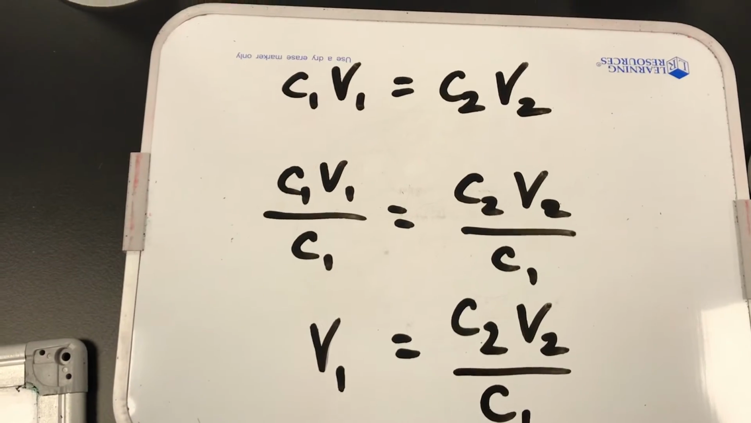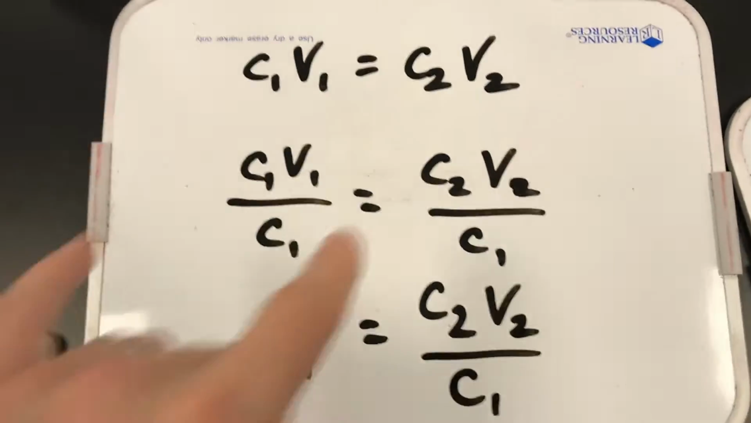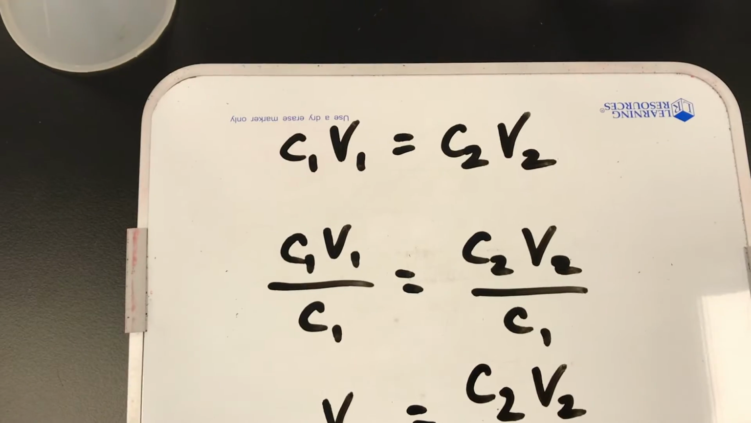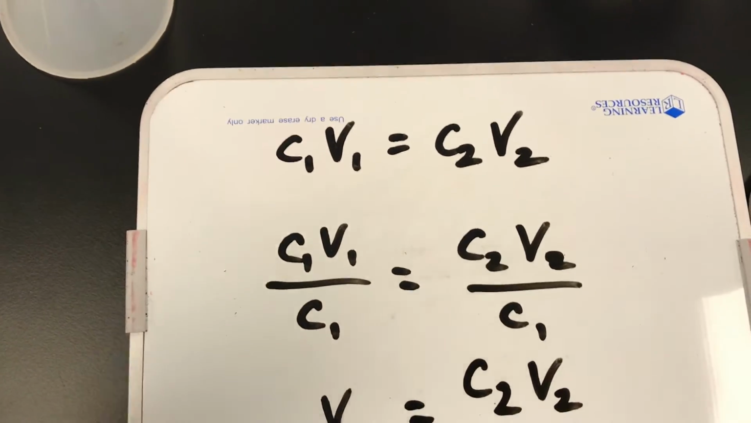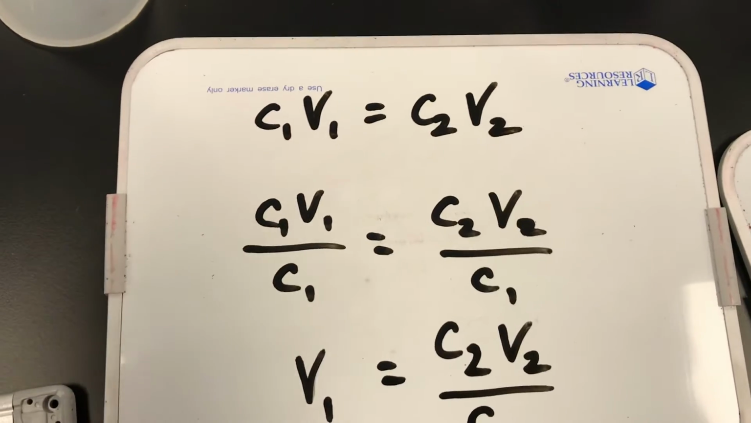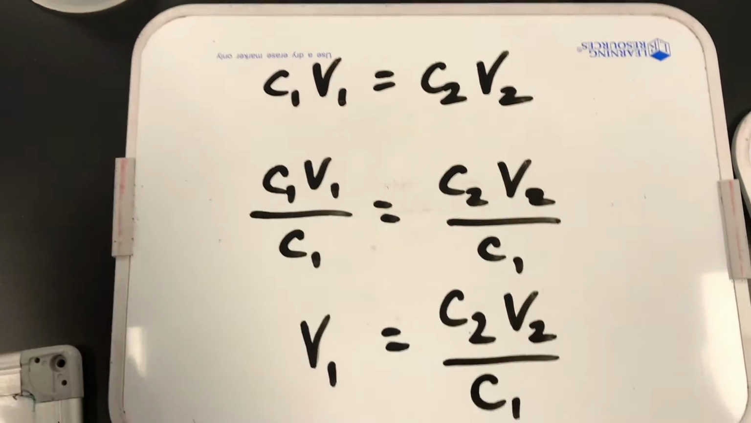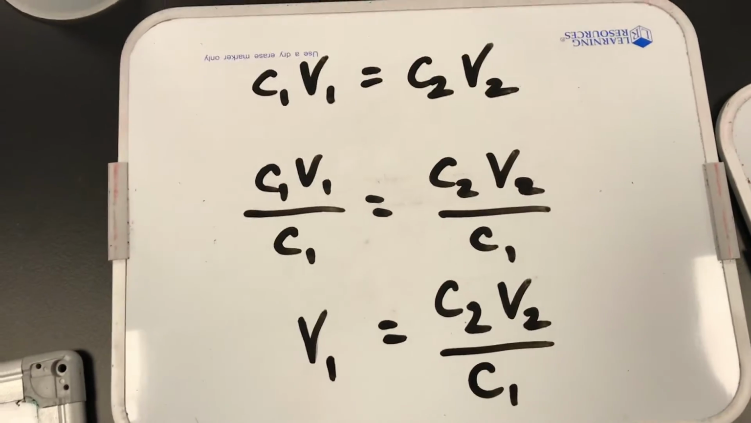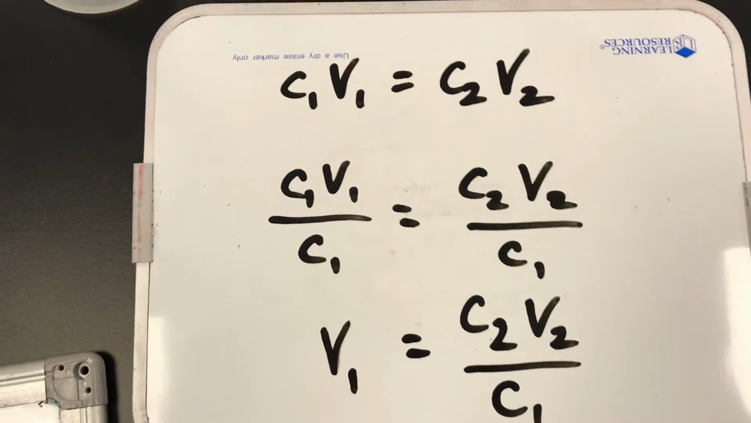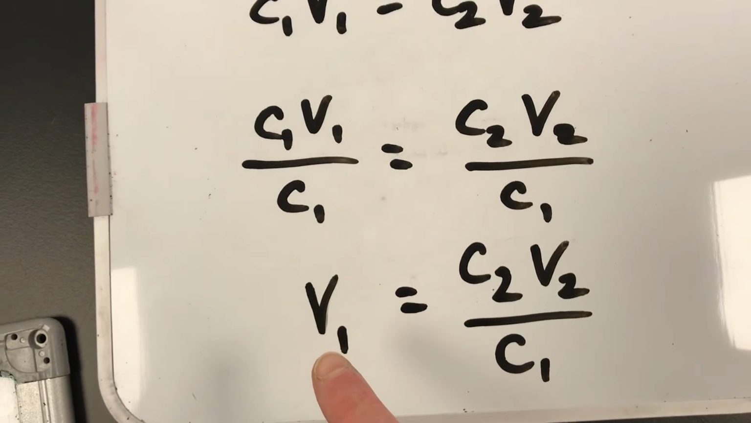C1V1 equals C2V2. So the C values stand for concentration, and the V values stand for volumes. What I care about is how much of that original red solution I need to measure out in order to make the new concentration. So I'm going to solve for the volume of the original solution.